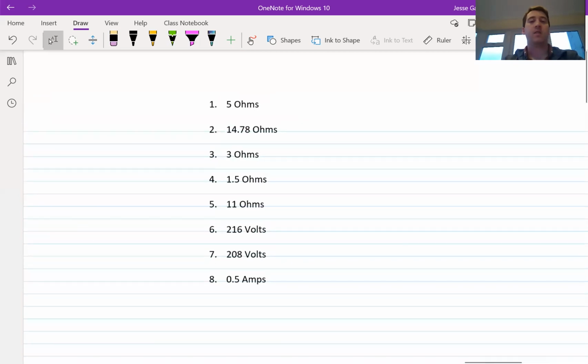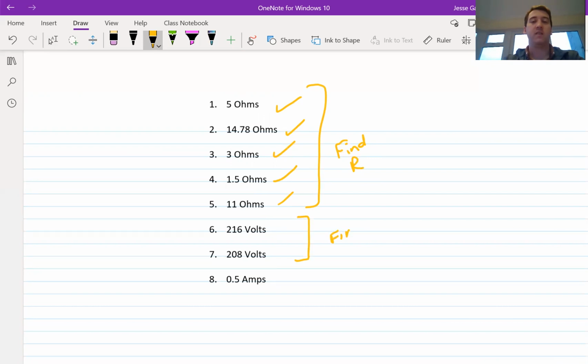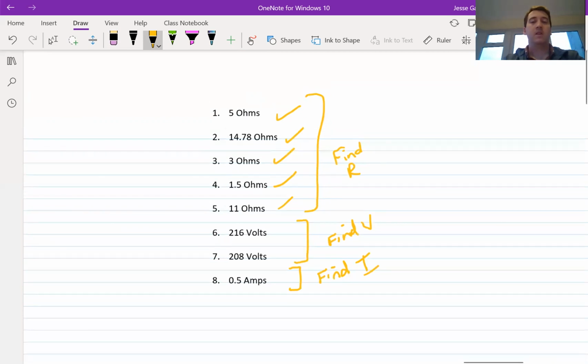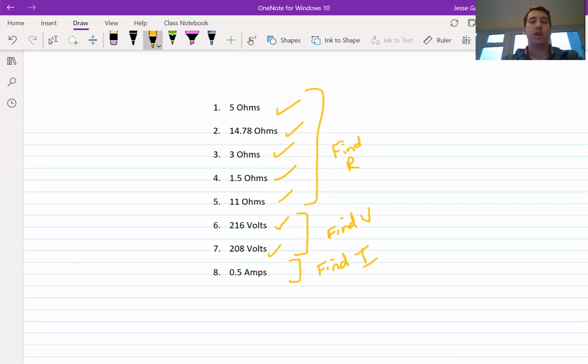Okay. All right, here are the answers. So as you see, the first 1, 2, 3, 4, and 5 are all ohms. So this was finding resistance, obviously. Find R, that means its answers are in ohms. The next 2, you had to find V, and that's why the answers are in volts. And the last one, you had to find I, and that's why the answers are in amps. Okay, so if you got them all right, then really well done.